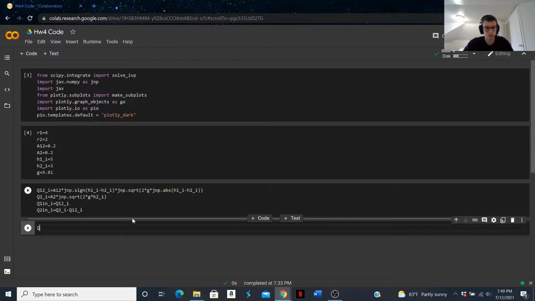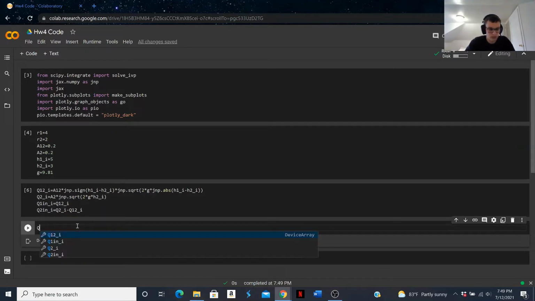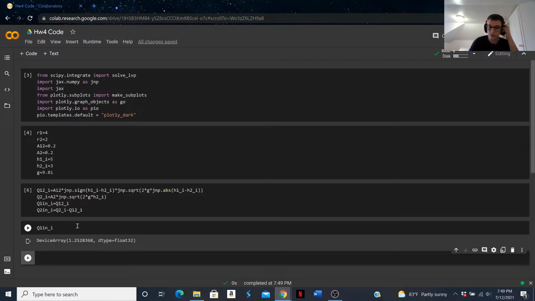So I just go Q12 initial and shift enter that. Yeah. So we know we're getting actual values. I know from repeating this a few times that it is supposed to be correct. Let me try one of the initial ones down here. Yeah, okay. So we seem to be in good shape.